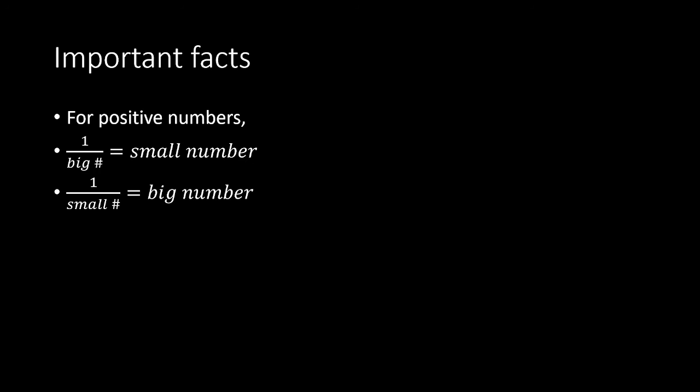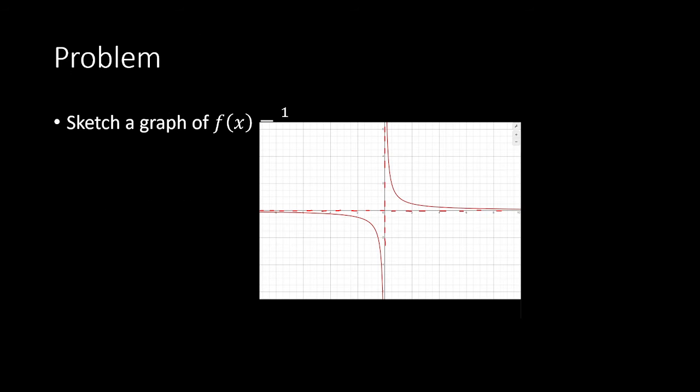So if you're working with positive numbers, if you divide 1 by a big number, you get a small number, or if you divide 1 by a small number, you get a big number. Okay. So this is a sketch graph of 1 over x. So you have two different distinct graphs over here.